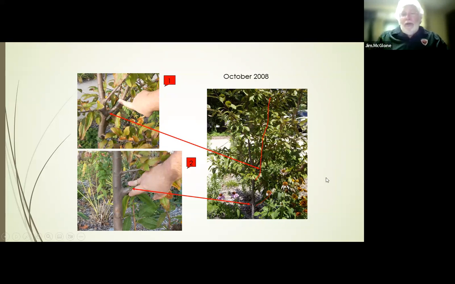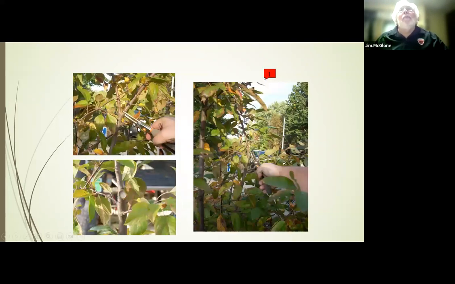So how did I deal with these? Well, this is the competing leader. And you can see what I did was I found a lateral branch on the competing leader, and I did a reduction. And you already saw these pictures. And this is the wound that I made with that reduction cut.